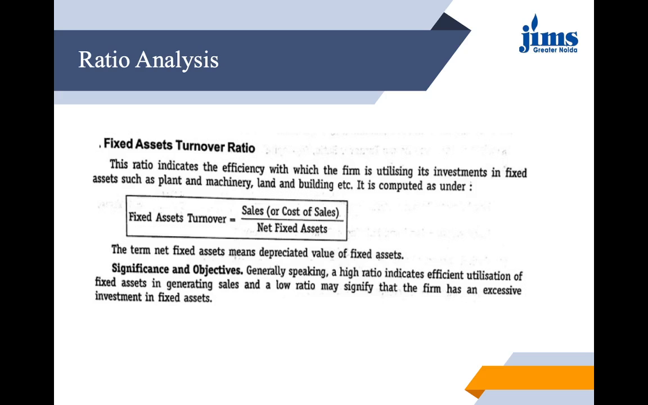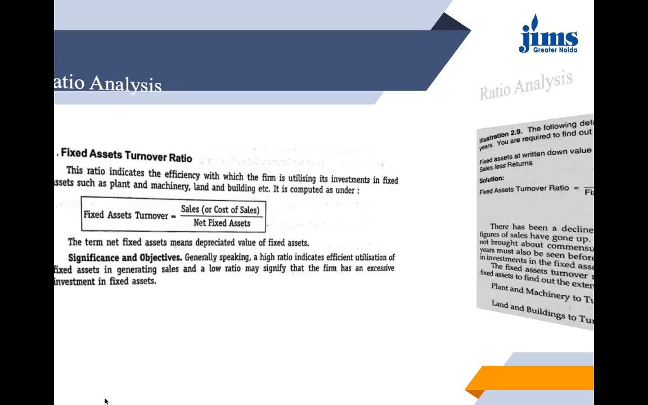For this, we do have the formula sales or either cost of sales as per it is given in the question divided by the net fixed assets. Net fixed assets refers to the depreciated value of fixed assets. Significance and objectives of this ratio. In general way, we can say a high ratio indicates efficient utilization of the fixed assets in generating the sales. Means that the organization is using the fixed assets in an efficient manner, whereas a low ratio would signify that the firm has an excessive investment in fixed assets and they are not utilizing it in a proper manner.